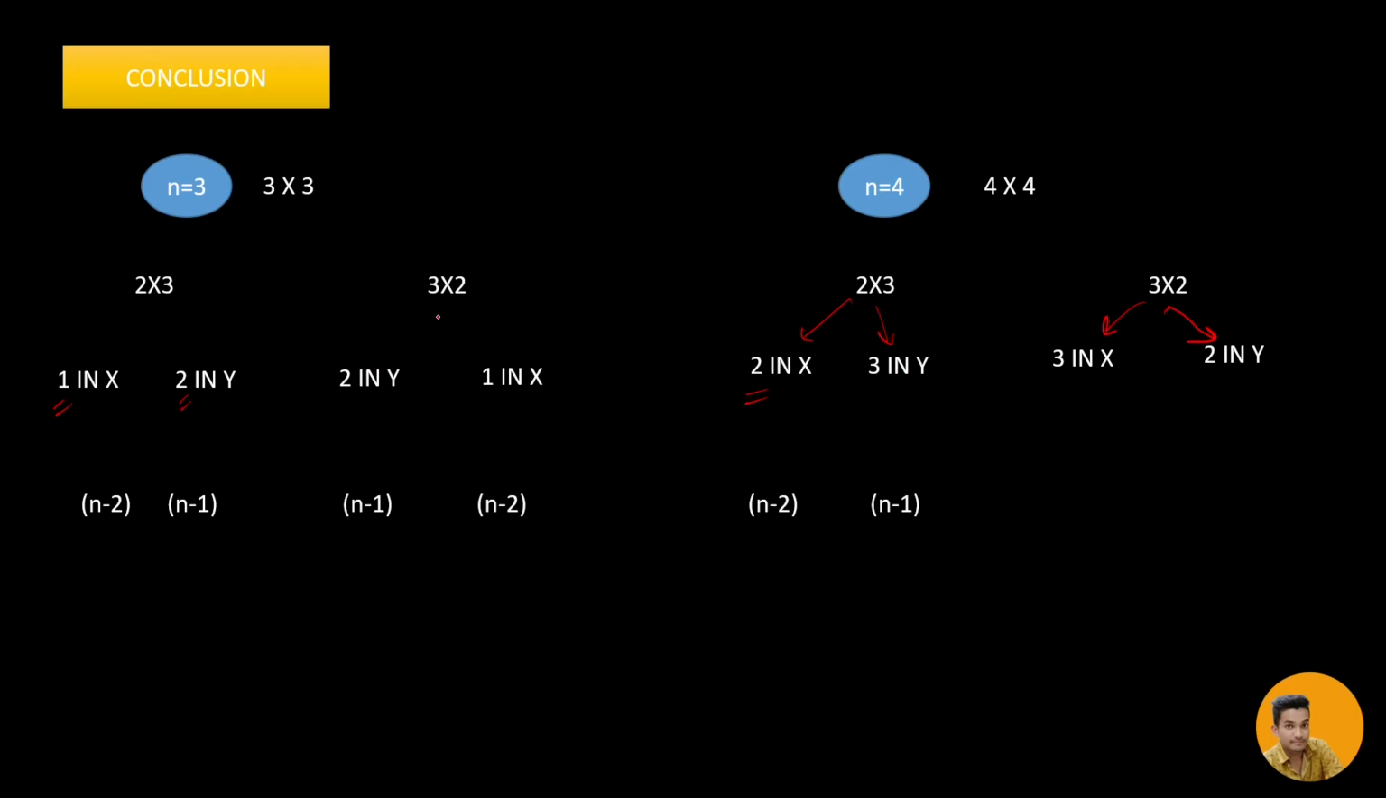Similarly for 3 cross 2, 2 in y, that means n minus 1, n minus 2, 1 in x. Similarly when 3 cross 2 we get 3 in x, so n minus 1, 4 minus 1 is 3, and 2 in y, 4 minus 2 is 2. So this is the formula which we devised.